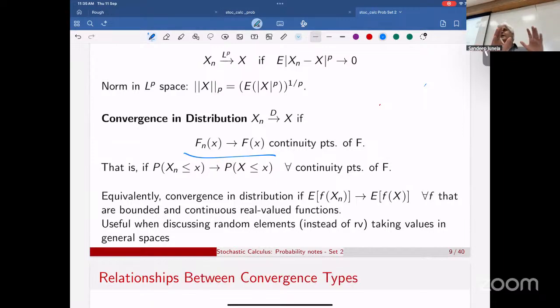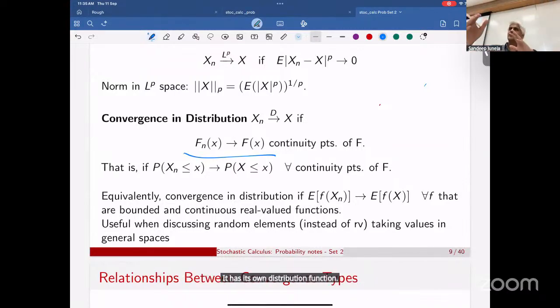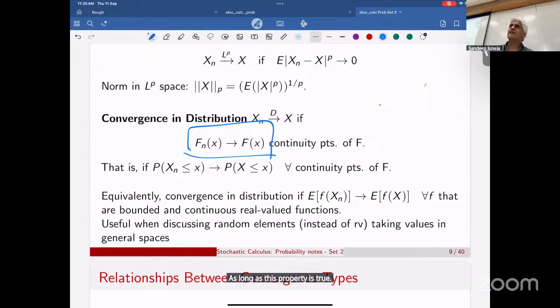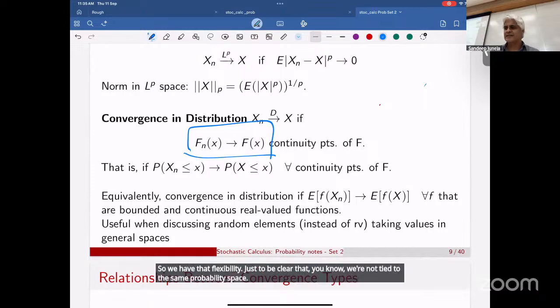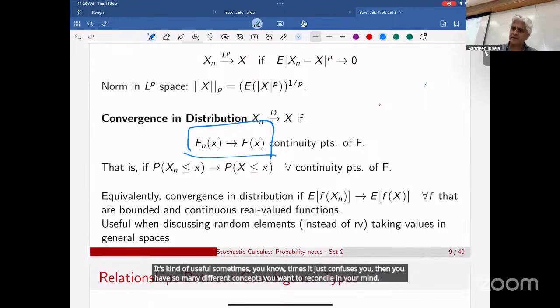So x1 is in this probability space. It has its own induced measure and its own distribution function. x2 has its own distribution function. x3 has its own distribution function. As long as this property is true, we have convergence in distribution. So we have that flexibility, just to be clear that we're not tied to the same probability space. It's kind of useful sometimes, sometimes it just confuses you, because you have so many different concepts you want to reconcile in your mind.